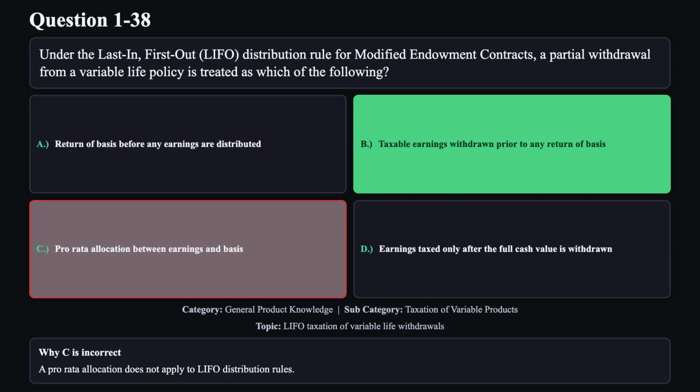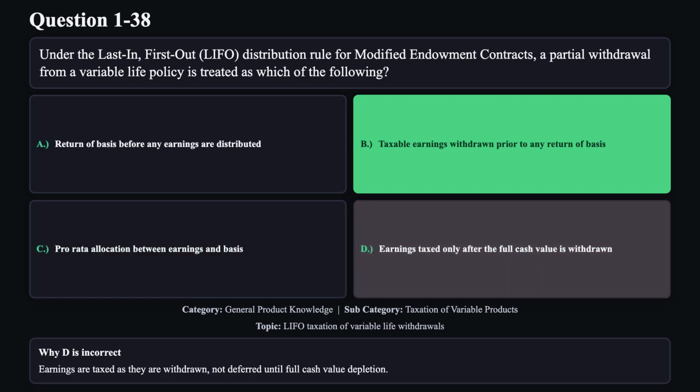Reason C is not correct. A pro rata allocation does not apply to LIFO distribution rules. Reason D is not correct. Earnings are taxed as they are withdrawn, not deferred until full cash value depletion.